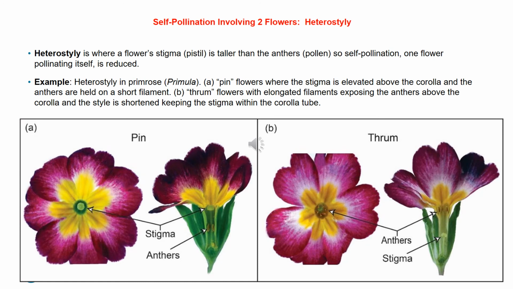Another example of just maintaining some bit of diversity if a plant is self-pollinating is called heterostyly, and that is when one flower's stigma, or the pistil, is taller than the anthers. So just by gravity, the pollen usually won't float upwards to the stigma on that flower. It might float down to the stigmas on flowers below it, but not within the same flower. Again, promoting genetic diversity, even if it's just within that same self-pollinating plant.